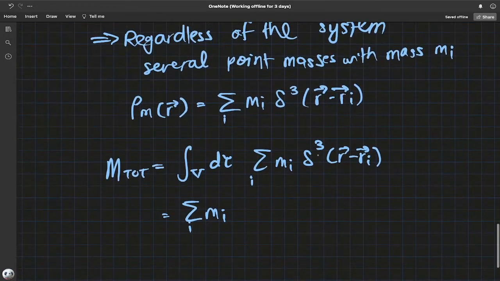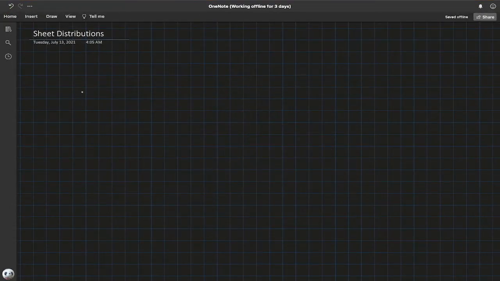So this is the really compact general notation. This will save you a lot of space and trouble. I really like the elegance in this. I hope you see it too. Okay, moving on to sheet distributions.